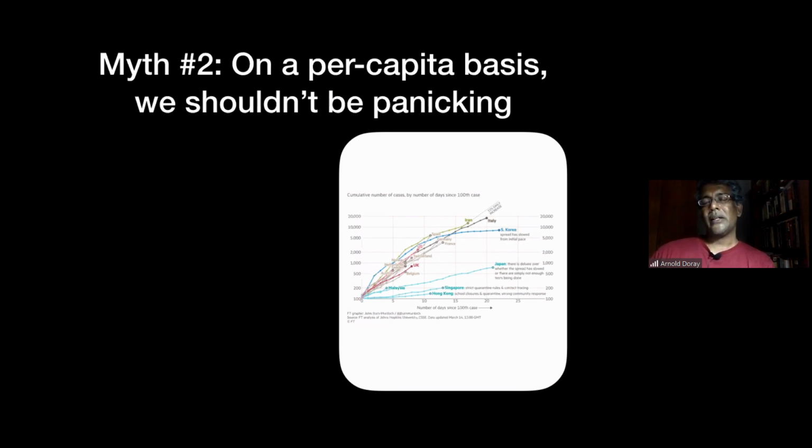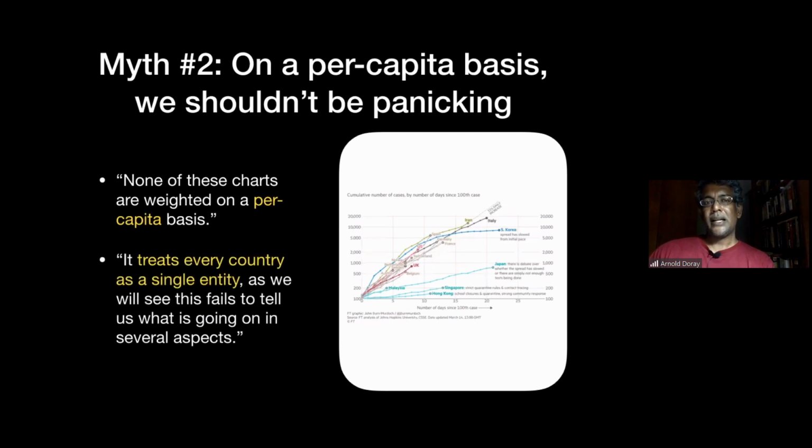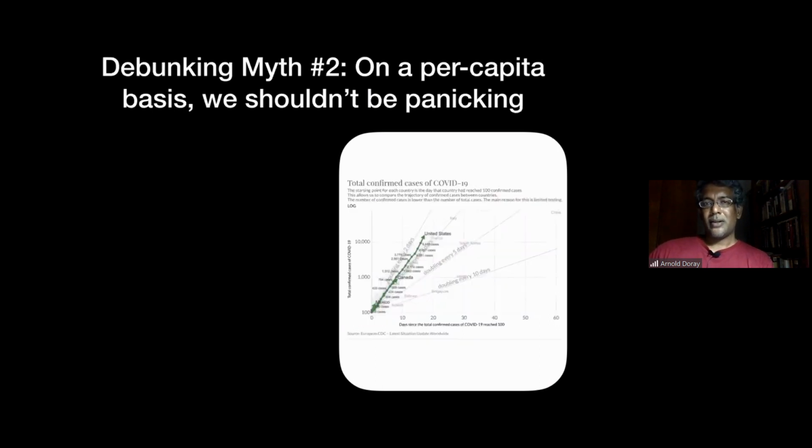Aaron's argument is that none of these charts are on a per capita basis, and that it treats every country as a single entity. And because of that, you fail to see what's going on. His argument is that we ought to divide by the size of the country itself. Well, that's not really the case.